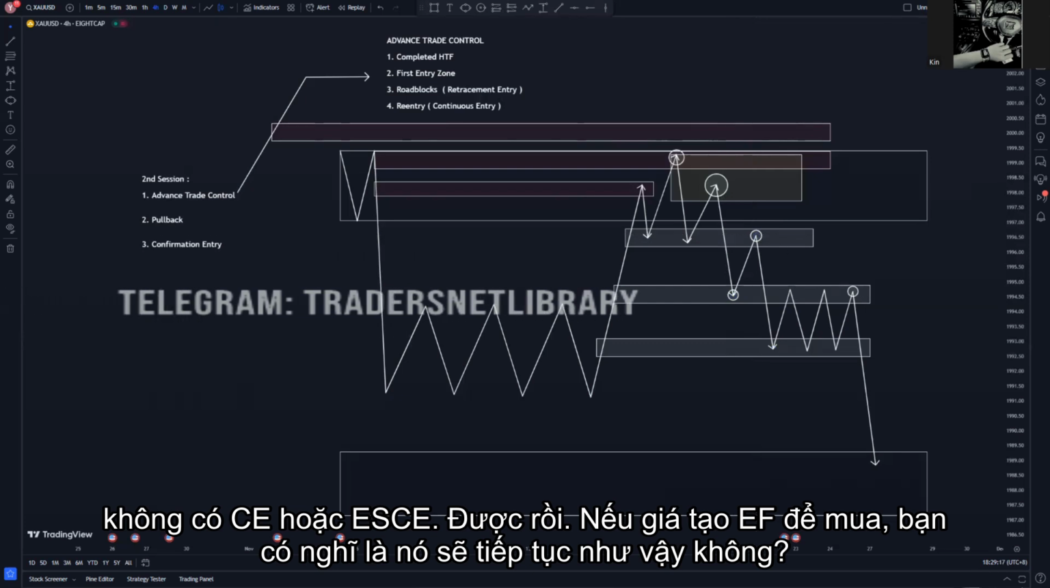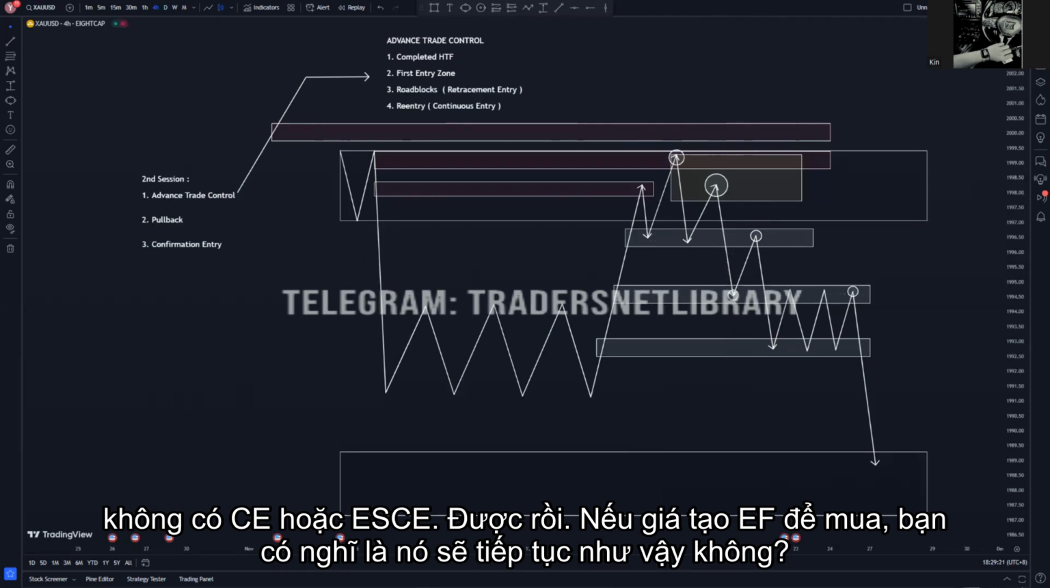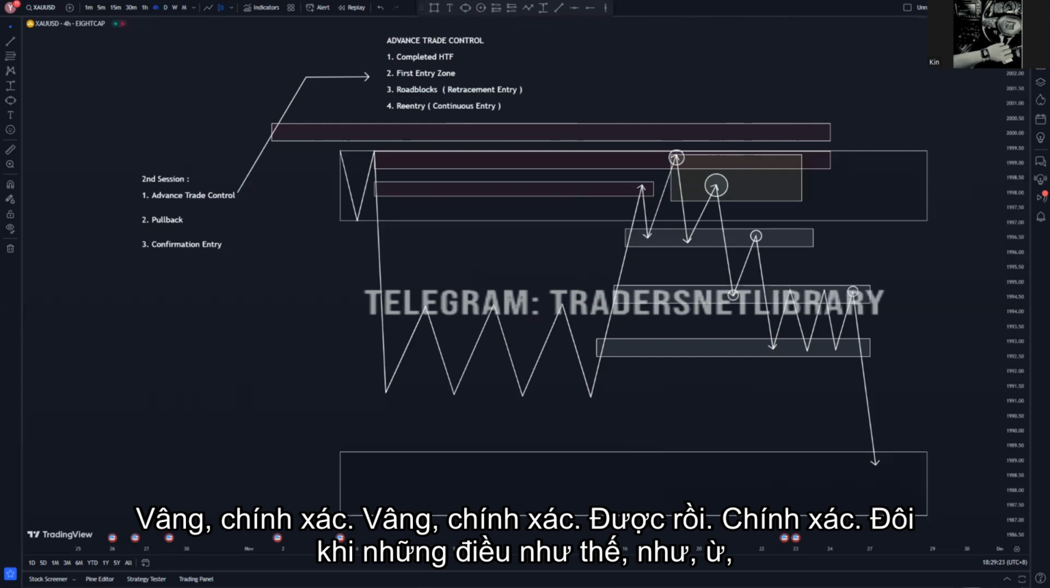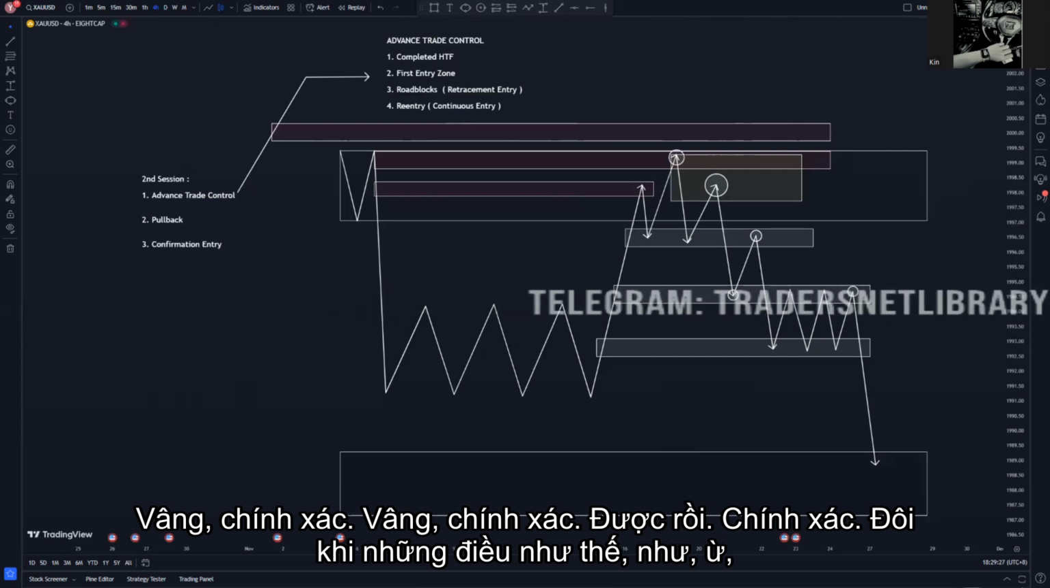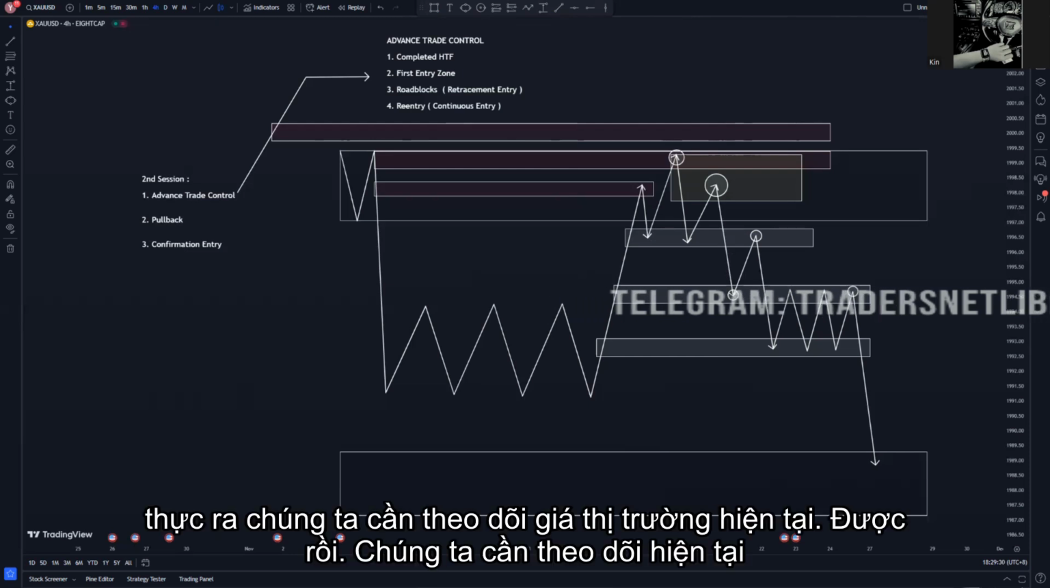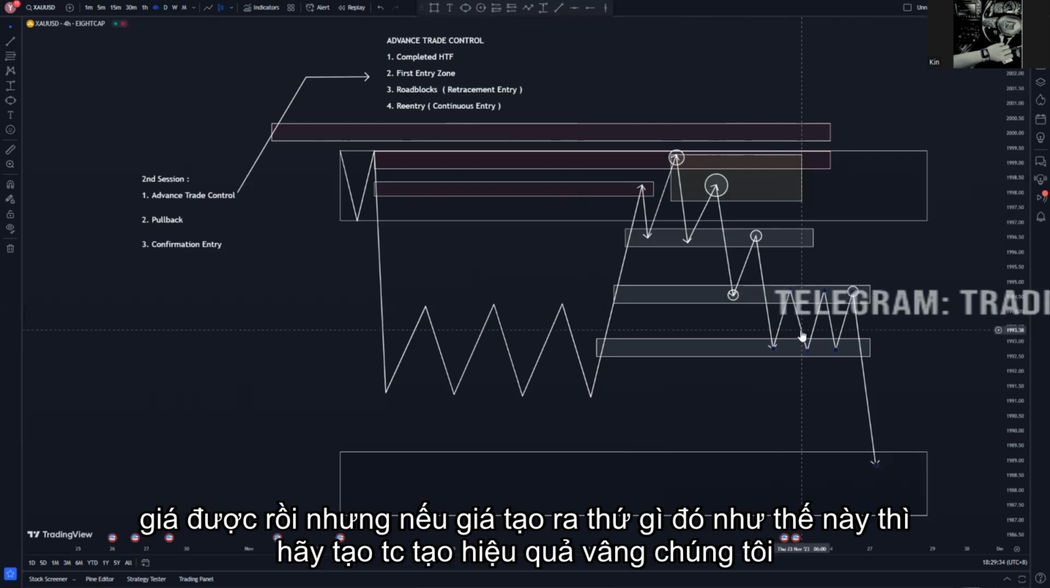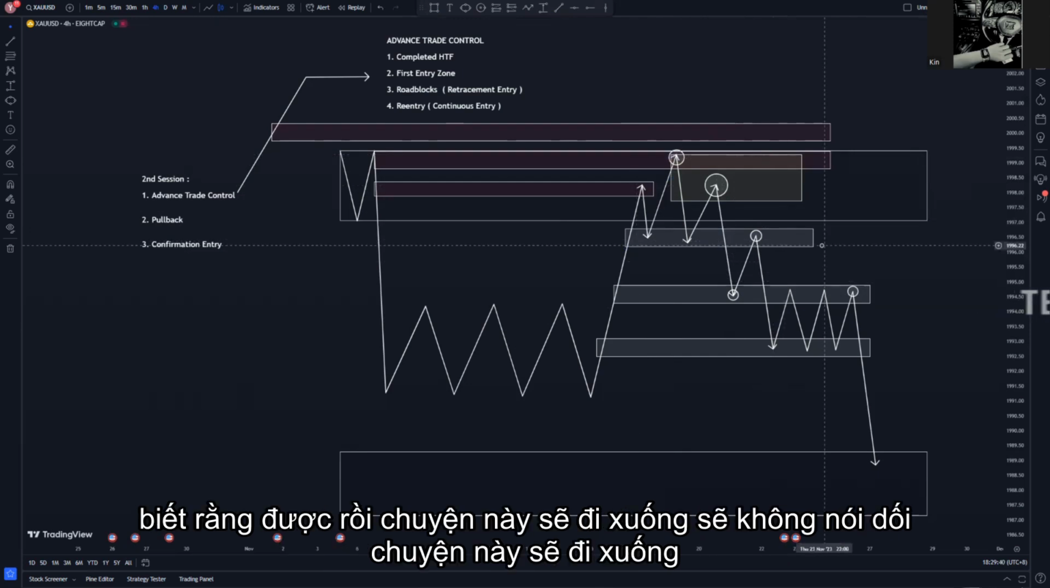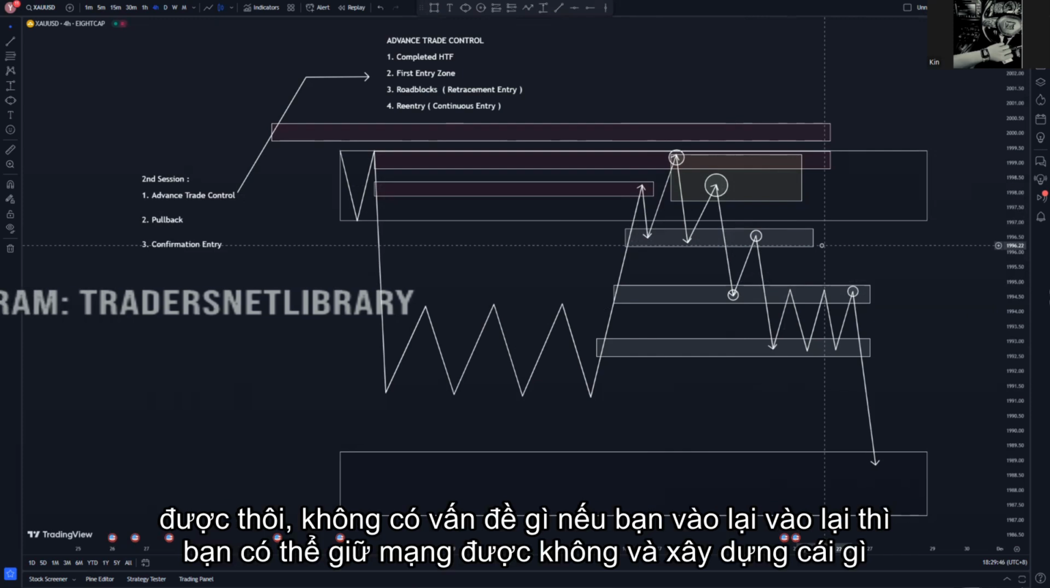If price creates EF for buy, do you still think it will go down? Yes, exactly. Sometimes with that kind of thing, we need to monitor the current market price. But if the price creates something like this, creates the TC, creates the EF, we know that this thing is going to go down. Not gonna lie, this thing is going to go down, no matter what.